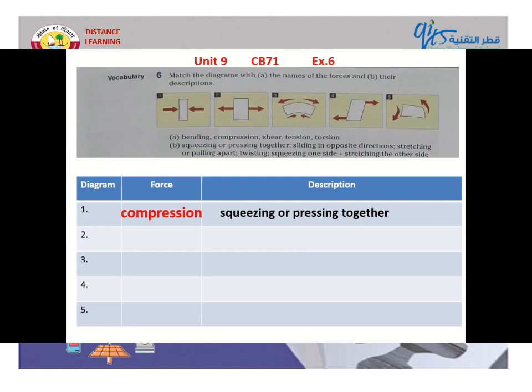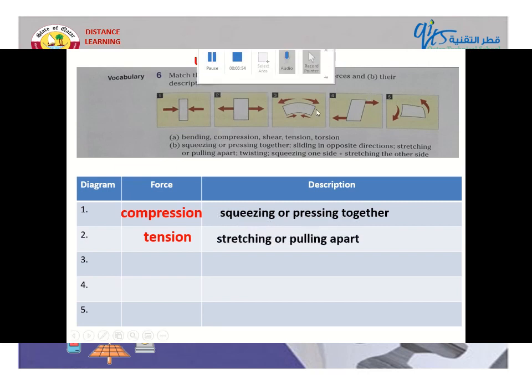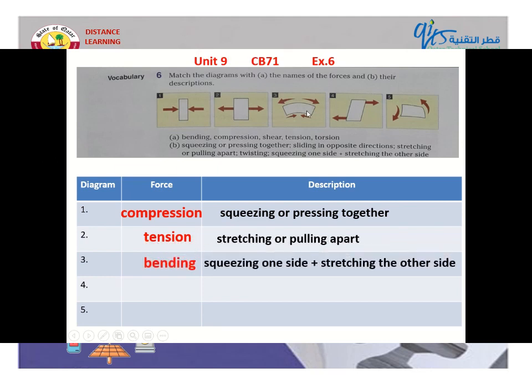Okay, let's check our answers. Number 2 is tension, which is stretching or pulling apart. Number 3 is bending, which is squeezing one side and stretching the other side. Number 4 is shear, which is sliding in opposite direction. And the last one is torsion, which is twisting.